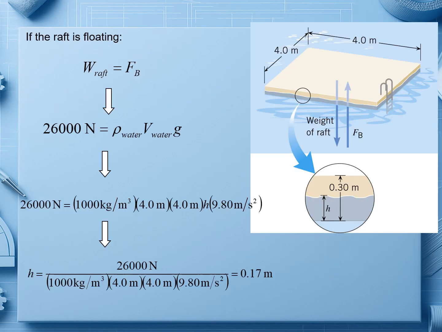If the raft is floating, it means the weight of the raft should be equal to the buoyant force. So let's equate this, and using the given data, the height should be 0.17 meters.